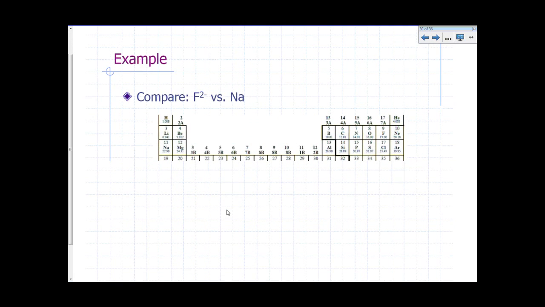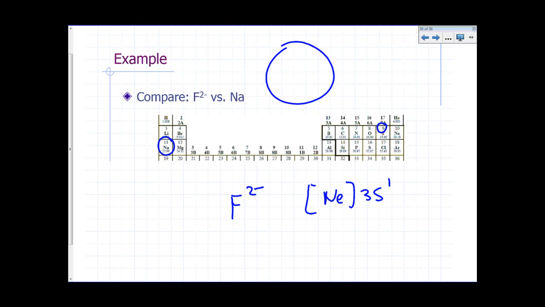So how do you compare F with a -2 charge versus sodium? F with a -2 charge, we said, has a very low tendency to hold on to its electrons. Remember, we said 9 electrons plus 2, that's 11 electrons. So it's going to be the same as sodium. It's going to have a neon core, 3s1 configuration. But what's the difference? So you've got a neon core. In the case of fluorine, you have 9 protons. You have 9 protons right here. And you have 10 electrons in the core, and then you have that 1 extra electron outside.